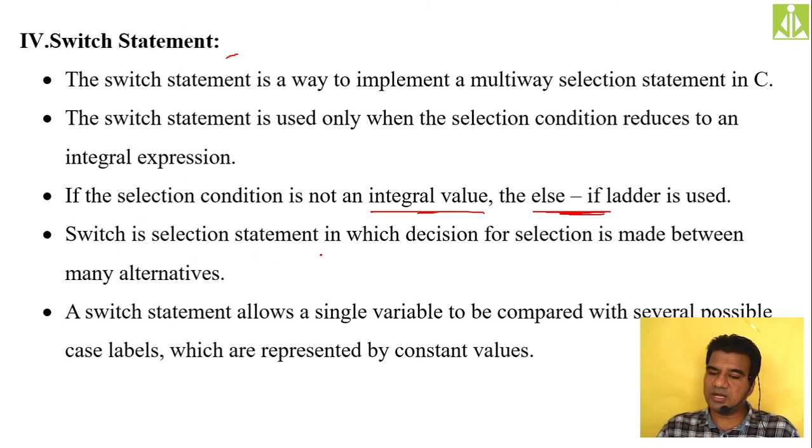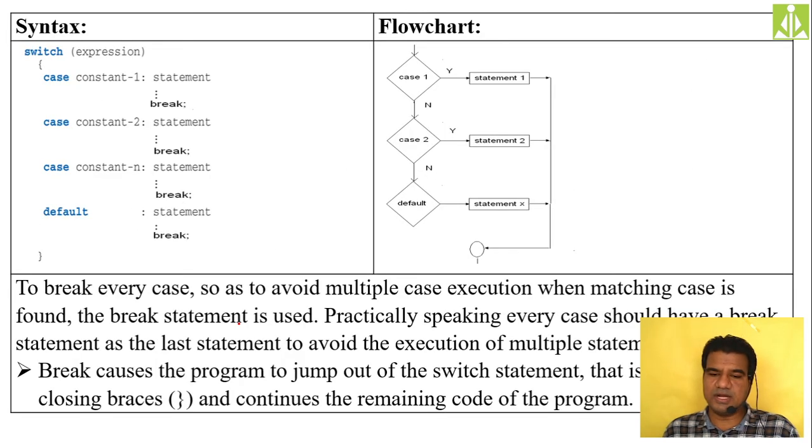Switch is a selection statement in which a decision is made between many alternatives. Here also, between many alternatives we are selecting only one possible alternative. A switch statement allows a single variable to be compared with several possible case labels, which are represented by constant values. We give an expression inside the switch statement. If that expression results in any of the possible case constants, the suitable block of statements will be evaluated. Let's discuss it here.